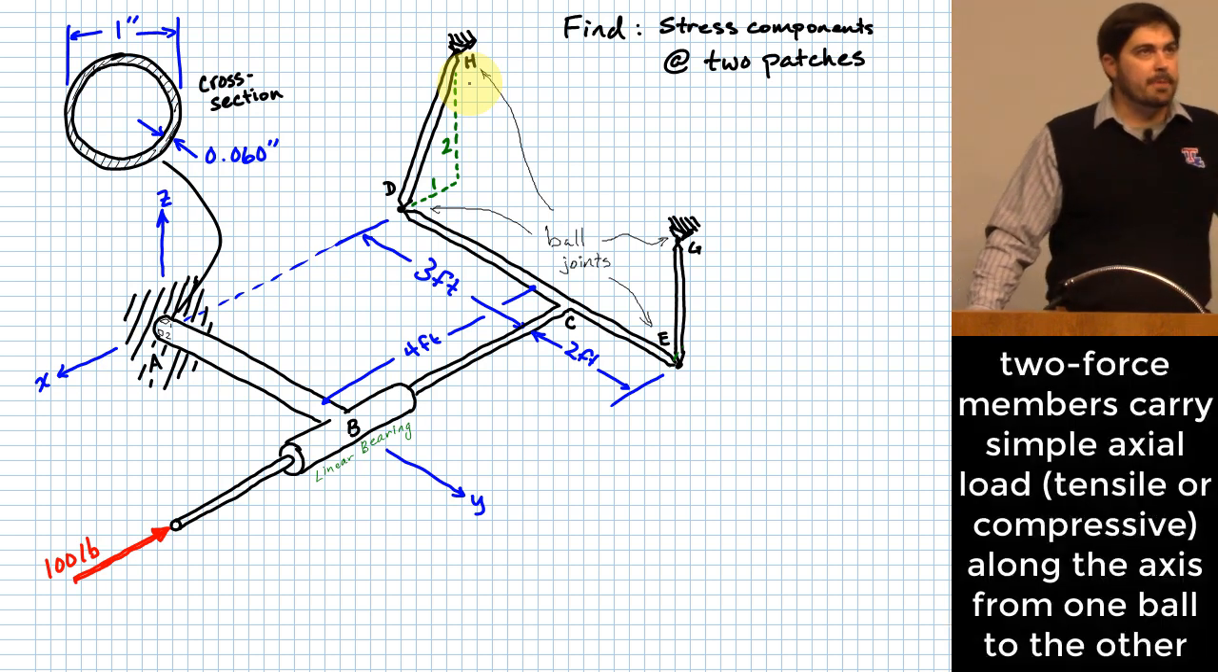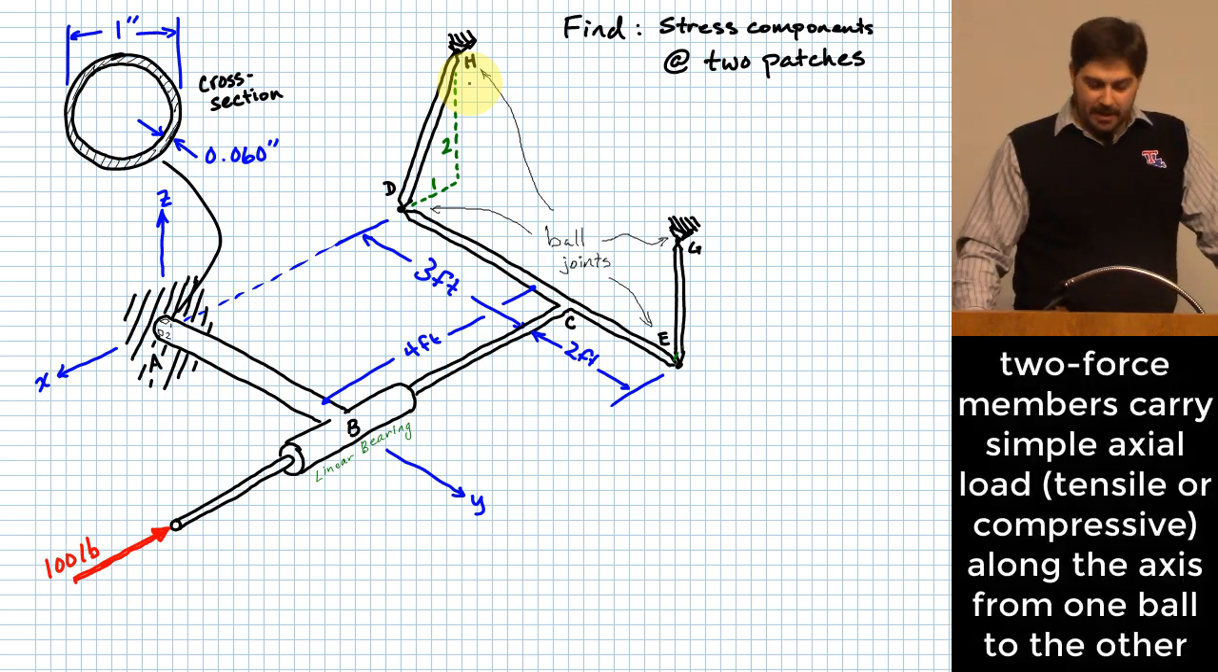Since they are two force members, how does that make them special with respect to finding maybe some equations or some values once we get ready to do the static analysis?